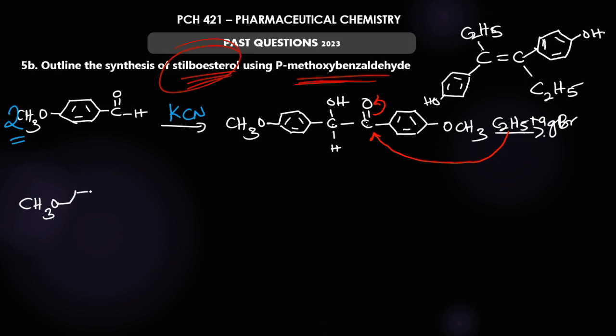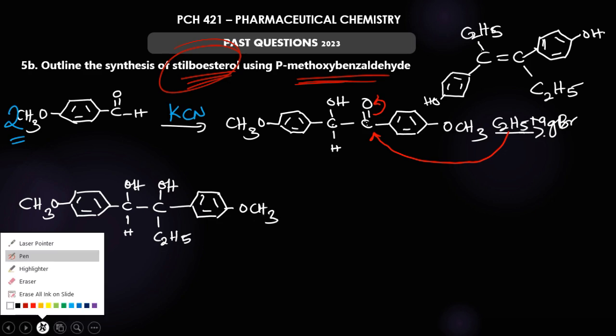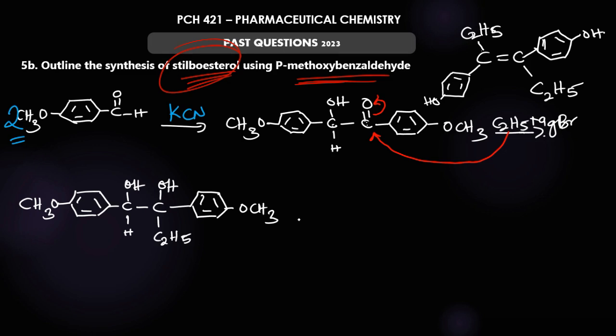So at the end of the day, the product of this reaction will be something like CH3O, and then you are going to have something like this. Then you are going to have COH. Here will be H. Here will be C2H5, because I told you that the C2H5 will come here. This group here will be O minus, but upon hydrolysis, it's going to give us OH. And then you have this group here closed. Again, this benzene ring, then OCH3. Is that okay? Now the next step is dehydration.